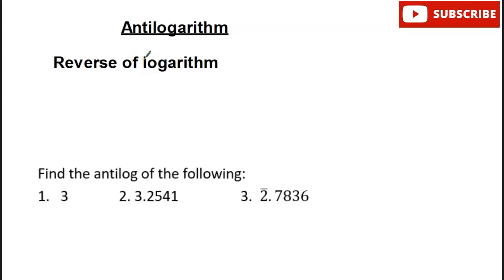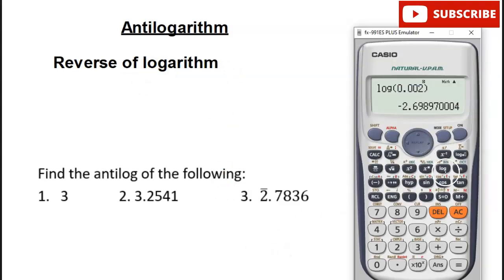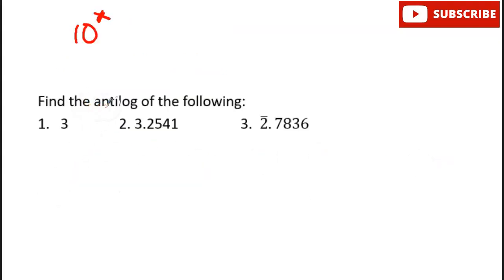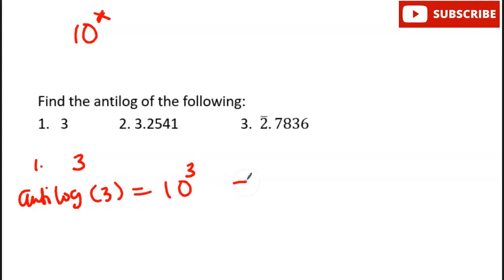Now anti means reverse. So the reverse of logarithm is what is called anti-logarithm. Now on the calculator, where we have log, anti-logarithm is 10 to the power x, where x is the number that we want to find the anti-logarithm of. So let's take some examples here. Find the antilog of the following. We start with 3. Anti-logarithm of 3 will be 10 to the power 3, which will be 1000.